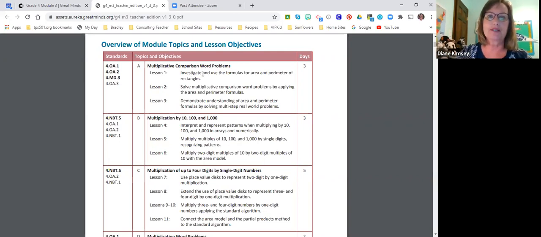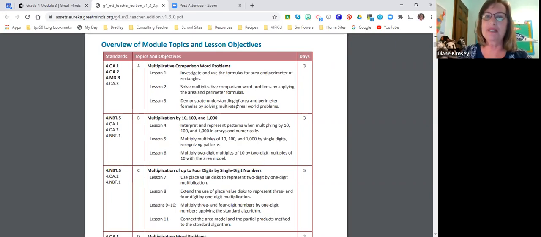So let's take a look at this. We're going to start by investigating. We're going to use formulas for area and perimeter. Okay. We're going to solve multiplicative, I have a difficult time saying that, comparison word problems by applying the area and perimeter formulas. So lesson 1, we've got to get area and perimeter down pat, because next we're going to apply them to help us with multiplication.